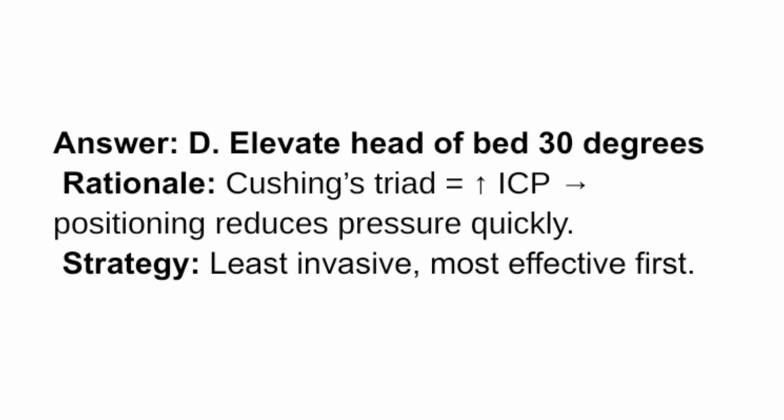Answer: D. Elevate head of bed 30 degrees. Rationale: Cushing's triad equals increased ICP. The upright positioning reduces pressure quickly. Strategy: least invasive, most effective first.